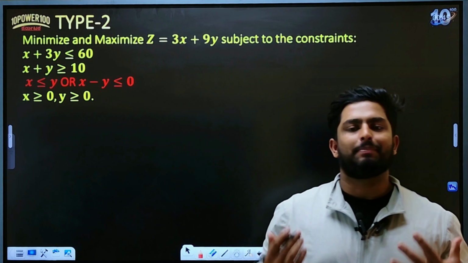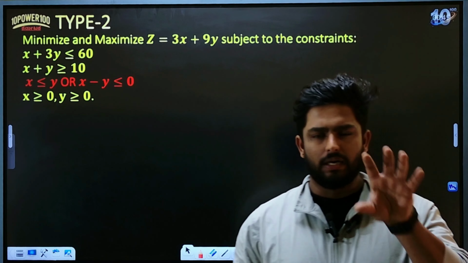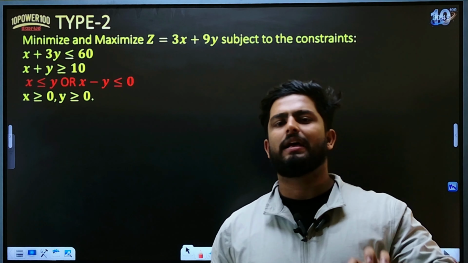So next, type 2 sums. Very simple, easily you can identify the difference between type 1 and type 2 sums. If you observe this carefully, look at this one. The first two inequalities are actually similar, the same as for type 1. But in type 2 sums, we will have this, children.